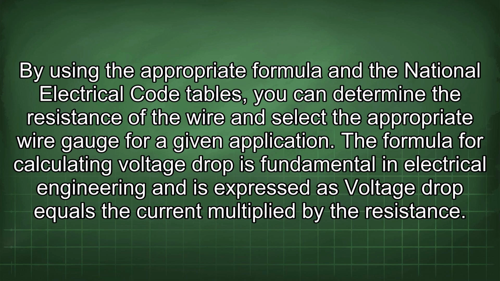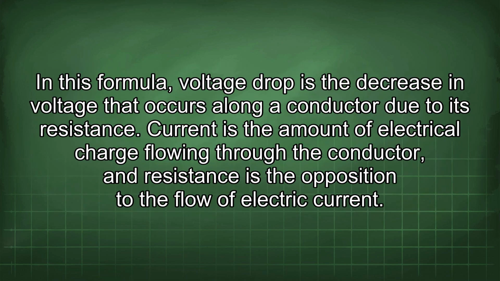The formula for calculating voltage drop is fundamental in electrical engineering and is expressed as voltage drop equals the current multiplied by the resistance. In this formula, voltage drop is the decrease in voltage that occurs along a conductor due to its resistance. Current is the amount of electrical charge flowing through the conductor, and resistance is the opposition to the flow of electric current.